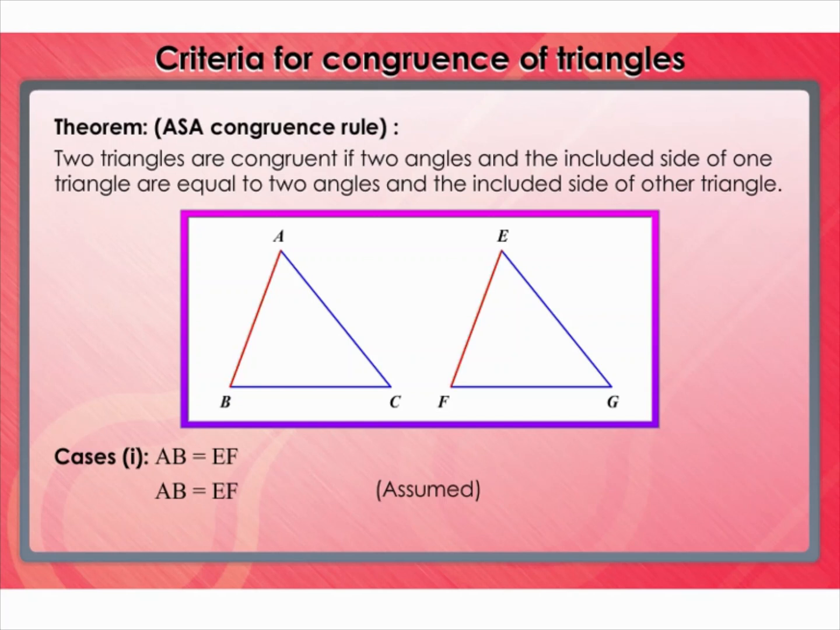AB is equal to EF. In triangles ABC and EFG, we see AB is equal to EF, angle B is equal to angle F, and BC is equal to FG. This satisfies the SAS Congruence Rule. Therefore, triangle ABC is congruent to triangle EFG.